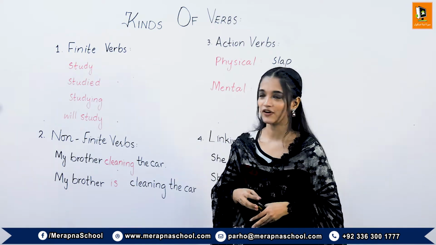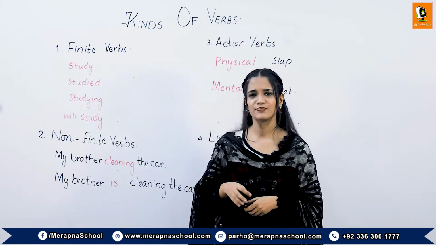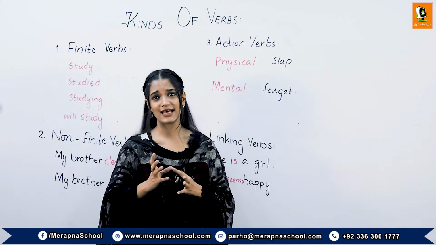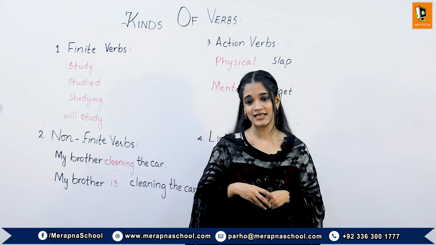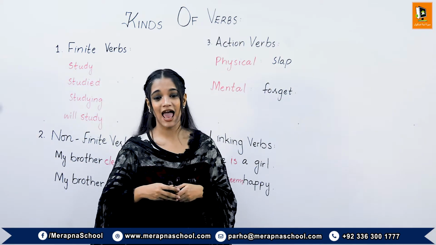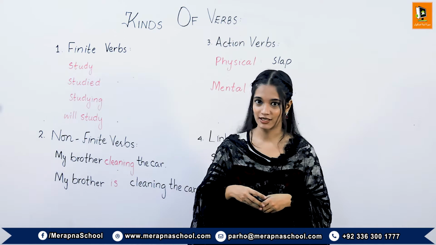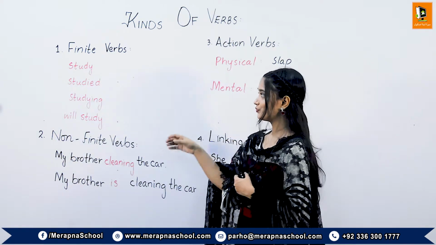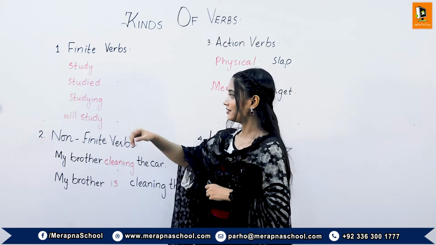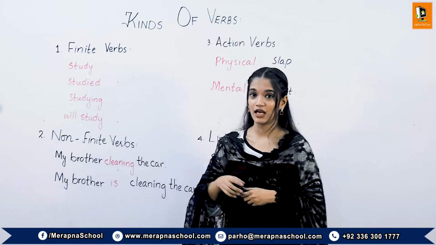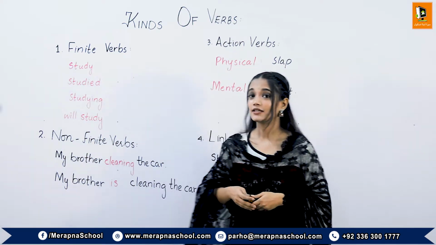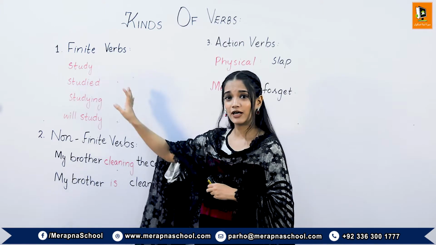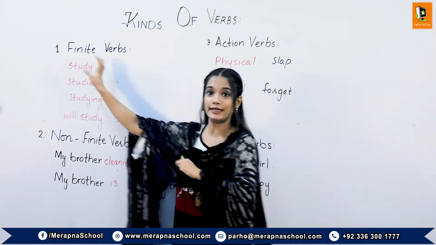The first kind of verb is the finite verbs. The finite verbs function as the main verbs in the sentence. They show the tense and agreement with the subject. For example, study, studied, studying, will study, will be studying. The first shows the verb in its single form, study.